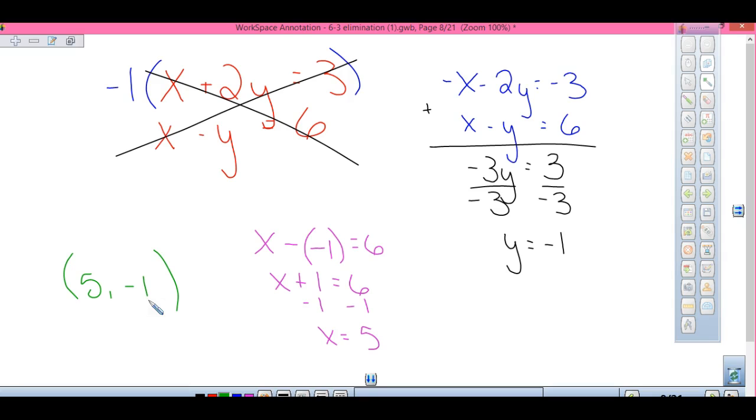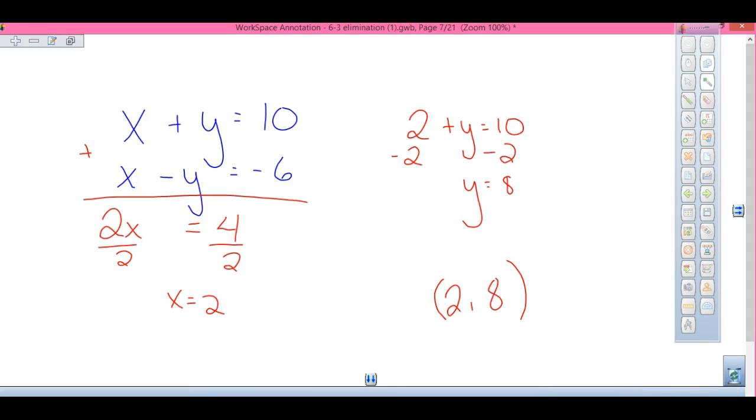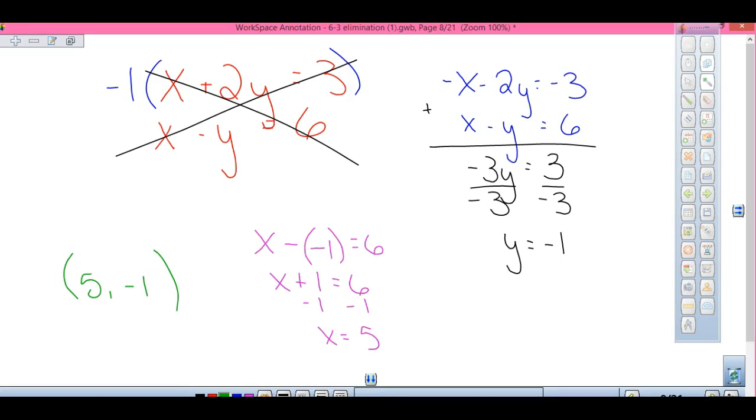Okay, so most of the problems that you do, you're not going to have to mess with. You're just going to have to add and subtract them like this. Okay, there are a few where you're going to have to multiply the top one by negative 1 so that you get one to be positive, one to be negative. Deal?